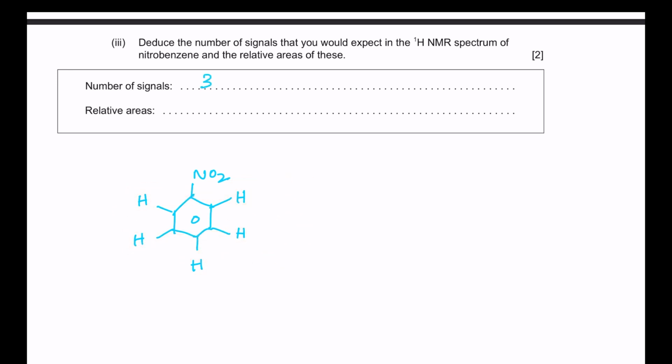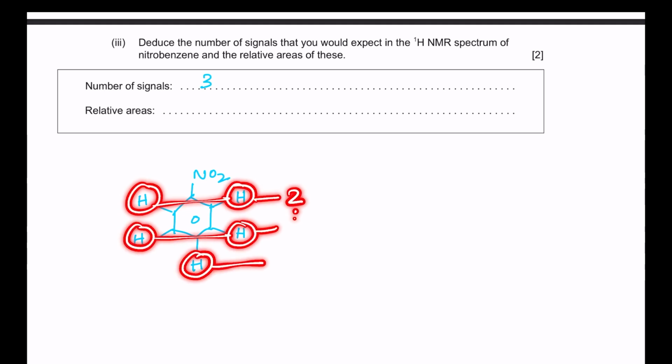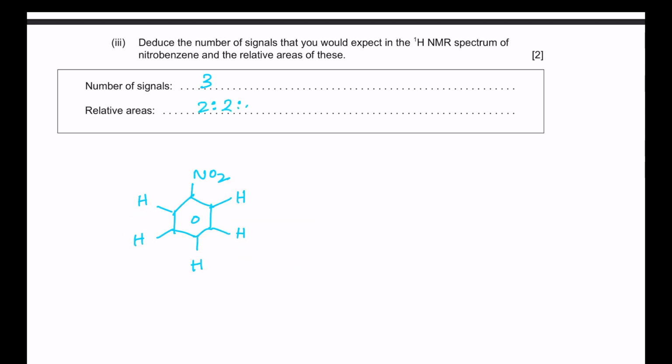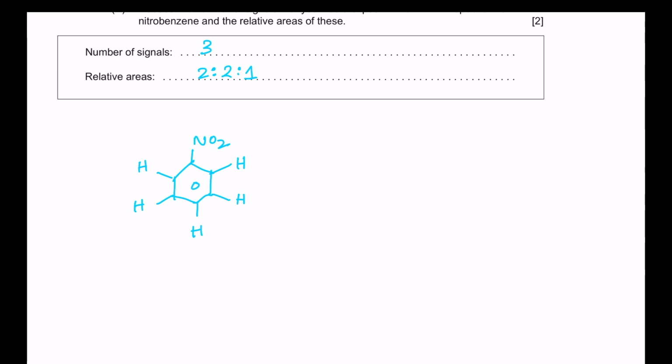Now the relative areas. These two signals have 2 hydrogens each, and there is 1 hydrogen here. So this will be 2:2:1, right? So the relative areas will be 2:2:1. And that's the last question.